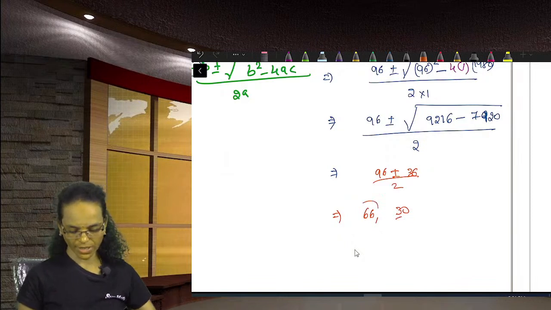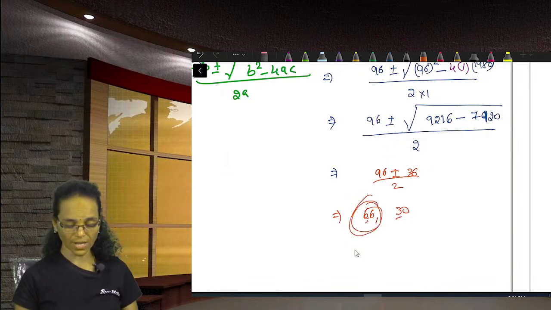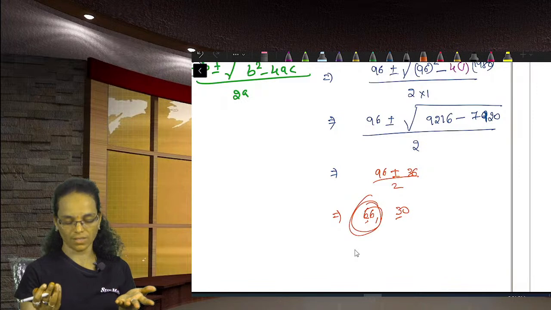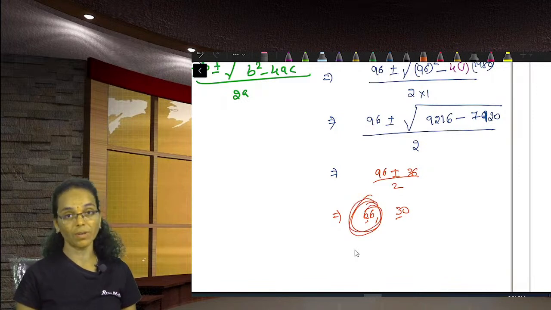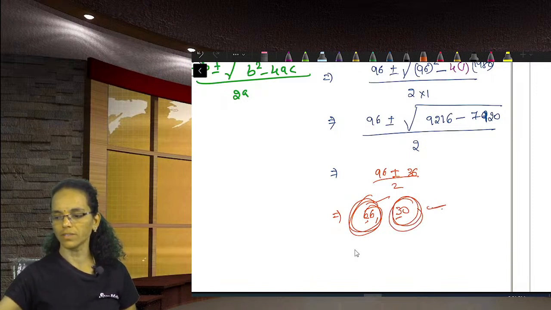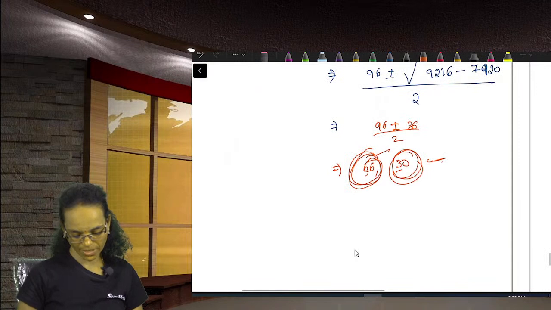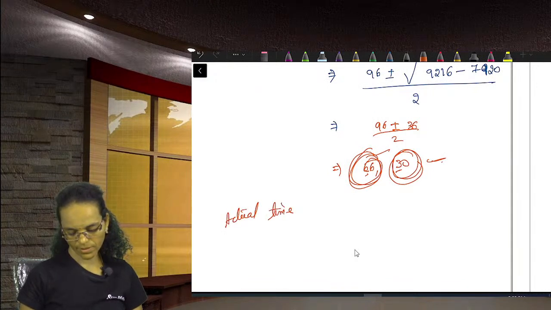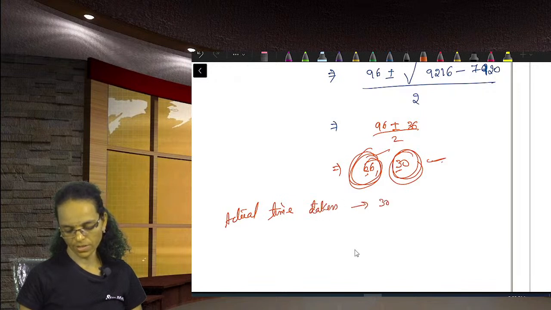Here we cannot take 66, because our standard time itself is 40 hours. So we cannot take the actual time as 66 hours. We take the actual time as 30 hours. That is our answer: the time taken is 30 hours.